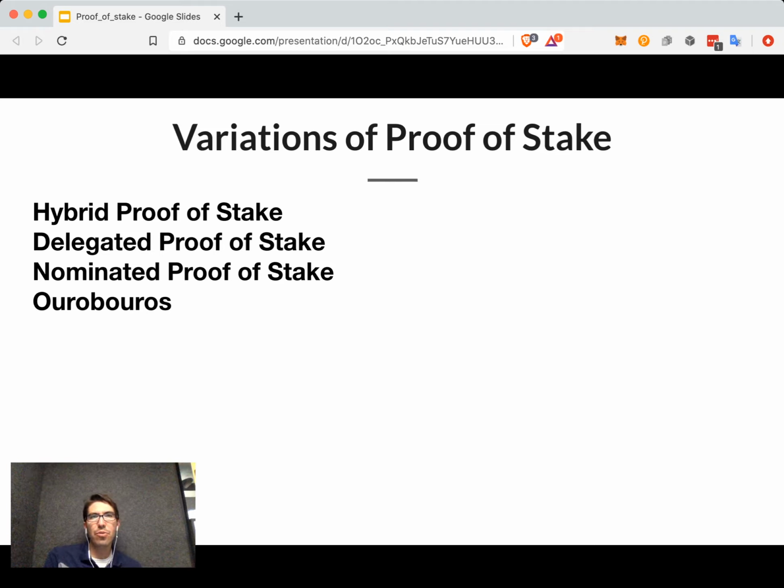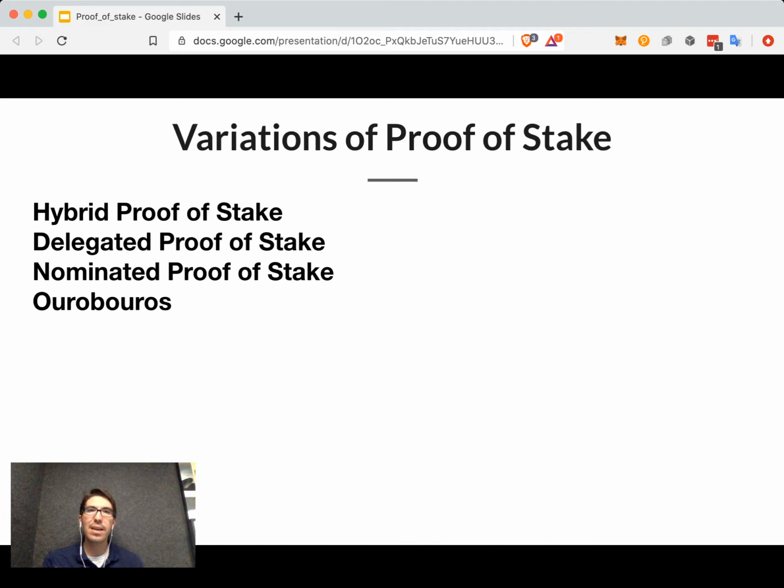So this was a very basic overview of what proof of stake is. I just wanted to very briefly discuss some of the other variations out there. There are a lot of variations of proof of stake. It's a very popular mechanism in recent blockchains. There are some systems that allow you to do both proof of stake and proof of work. These are called hybrid proof of stake systems.